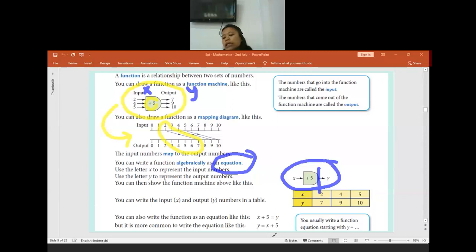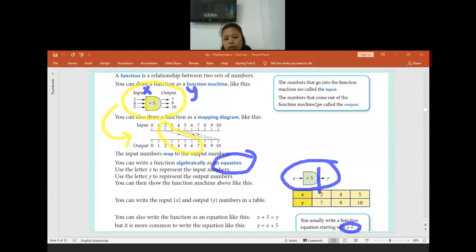But usually an equation will be starting with y. That's why we write it as y equals to x plus 5. But if you don't want to move it, you just want to write it as x plus 5 is equal to y, it will also be okay, it's not wrong. So it will be up to you how you want to write the equation.